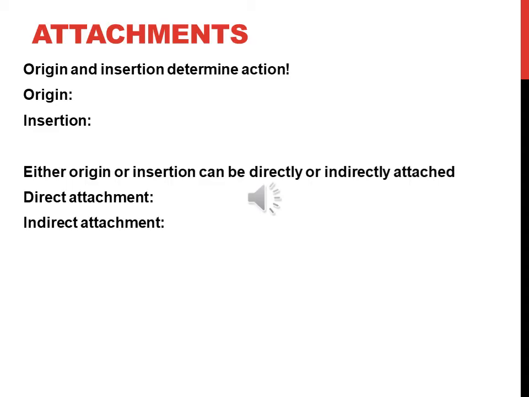The diagram that we just looked at, right? We talked about the golden rules at the beginning. The origin and the insertion are going to determine the action, right? So the origin is dealing with the immovable or less movable bone. In your limbs, the origin typically lies proximal, closer to the insertion. The insertion is your movable bone, right? Again, so the origin is typically going to lie proximal in relation to the insertion. And then either the origin or insertion can be directly or indirectly attached. So what does that mean?